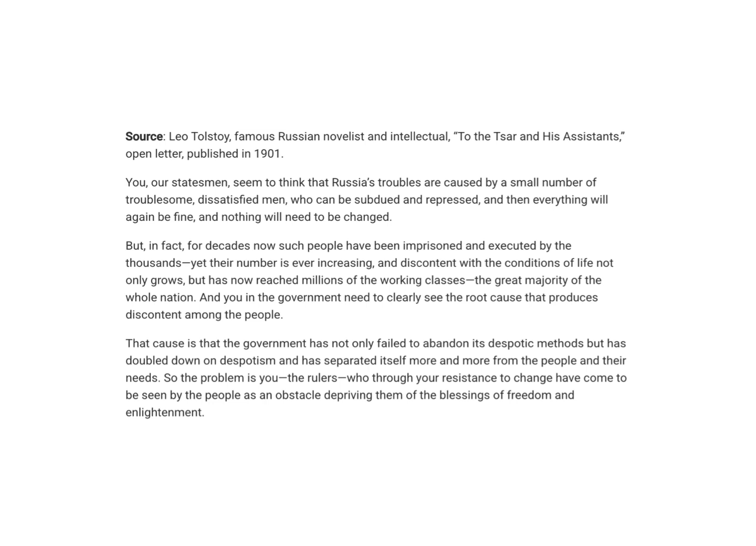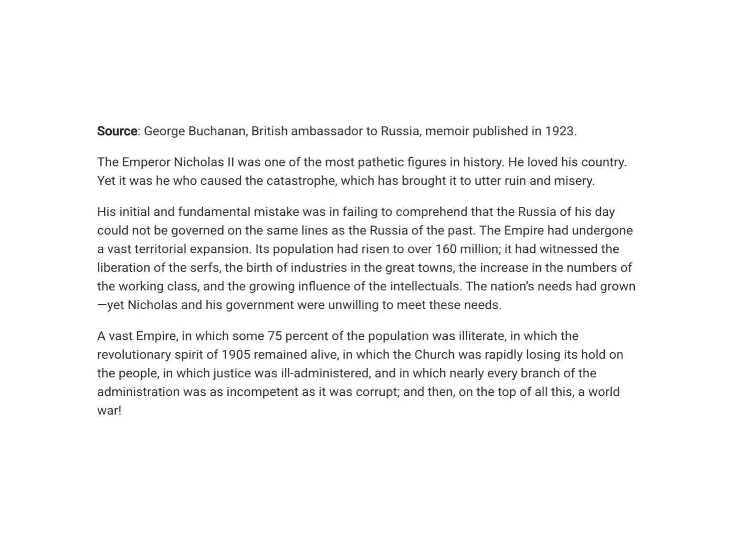Okay, so I hope you saw that Tolstoy is really blaming the government, and the fact that the government has not adopted reform. It's too autocratic, it's too totalitarian, and there's not a lot of give or representation. He says it has failed to abandon its despotic methods. Here, George Buchanan, who's the British ambassador, is publishing this in 1923 in a memoir. Go ahead and pause, read through, see what you can find in terms of internal and external factors.